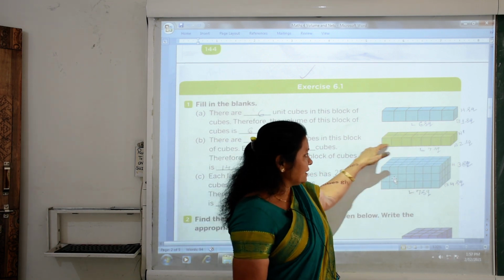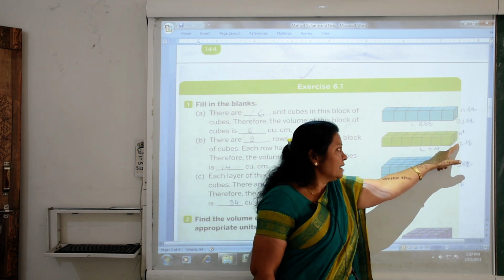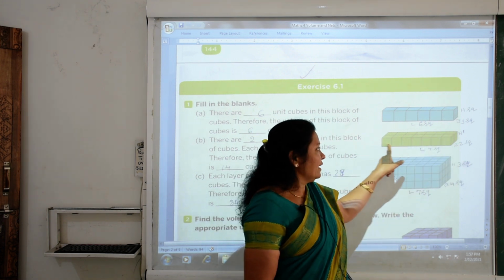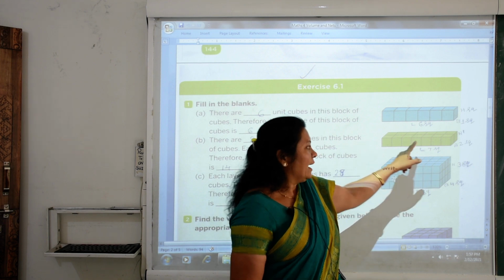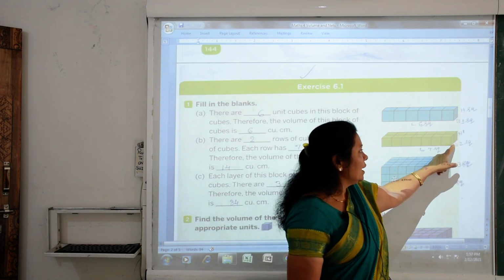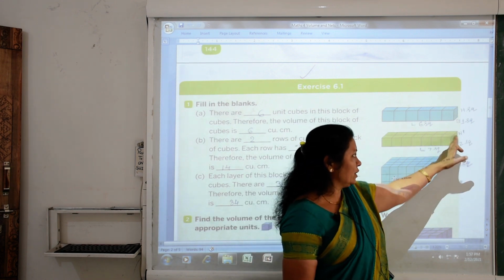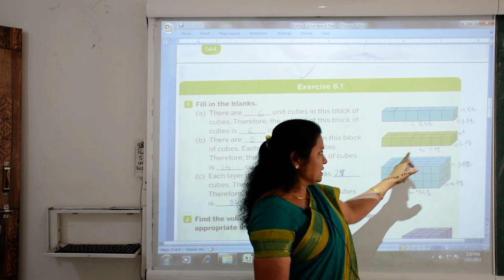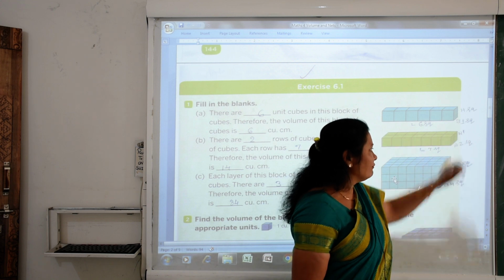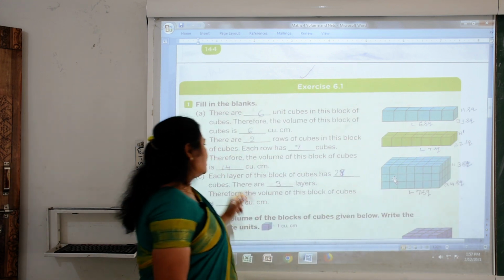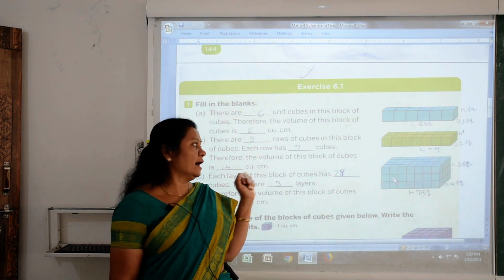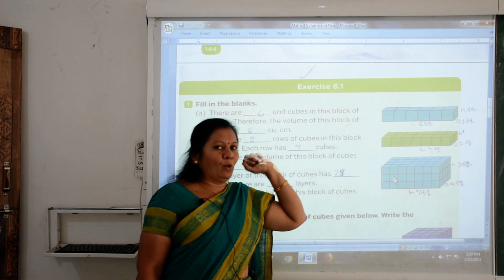So it means this is length, this is breadth and this is height. Given length here is 7 squares and here how many squares? 2, and here how many rows? Only a single one. What is the height? Only 1 square. So it means 7 2s are 14 and 14 1s are 14. So 14 cubic centimeter is this block's volume.